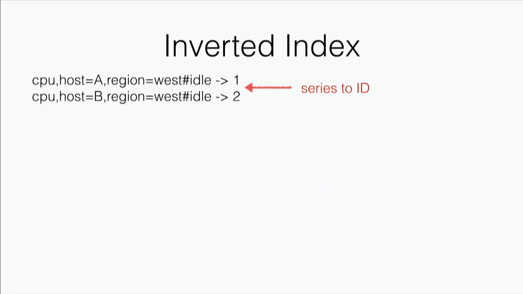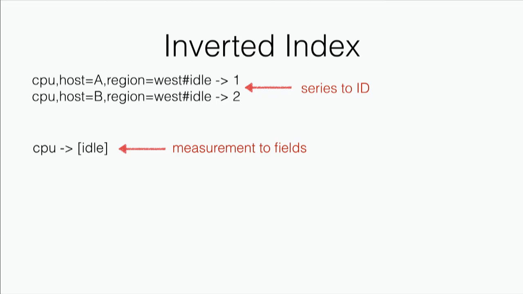So for this exercise, assume that we have these two series, right? We have measurement, tags, field, and they map to some ID. And then we need to index this data. So this is how we think of indexing it, at least in V1 of this, which I'll talk about. V1 is basically what we have right now.